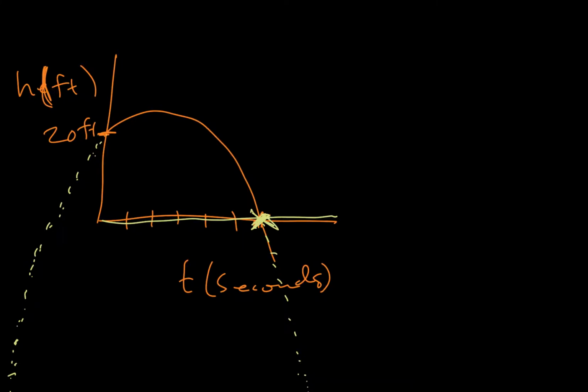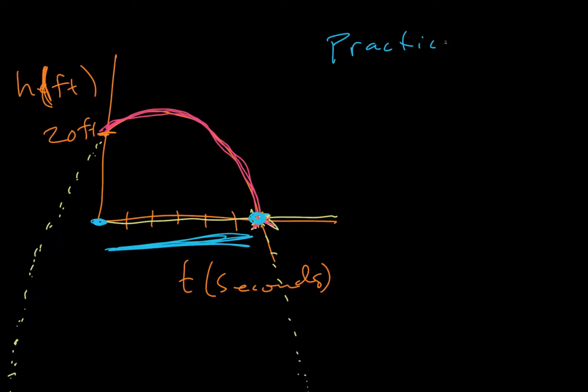So the practical domain is just everything that's represented in real life. So from when it leaves the person's hand from their balcony to when it hits the ground, that's the only thing that we would actually see with our eyes. And so domain, once again, is an x value. So our practical domain starts at 0 and it ends at 6. So practical domain is going to be from 0 to 6.